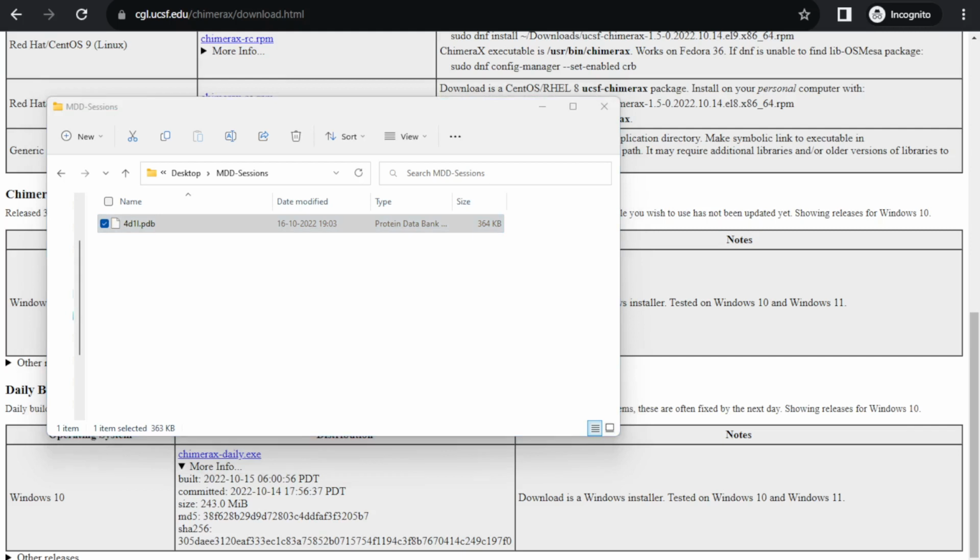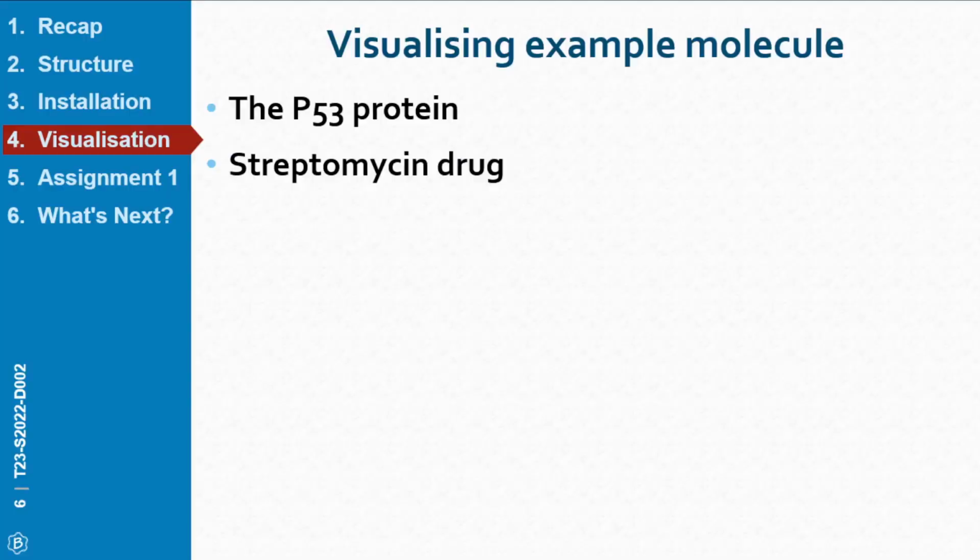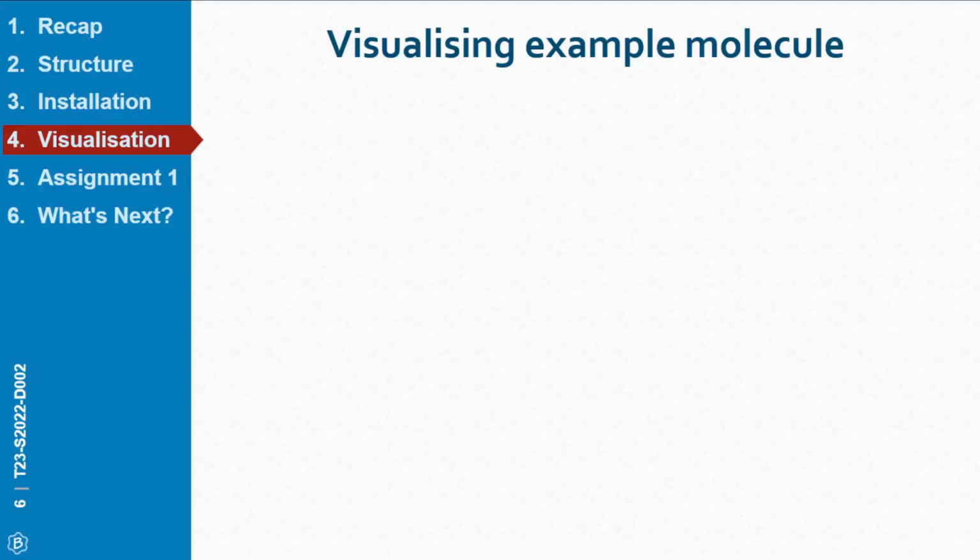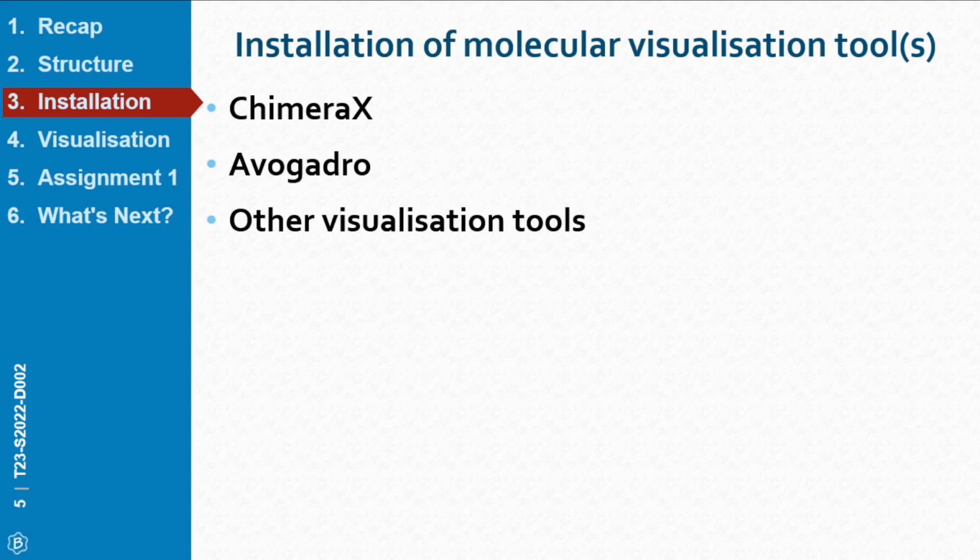Like ChimeraX, there are other software, for example, Avogadro and PyMOL, Discovery Studio, Maestro. Maestro, Discovery Studio, and PyMOL are proprietary software, and they are not open source. You may get an educational version of those software, but they are not free.